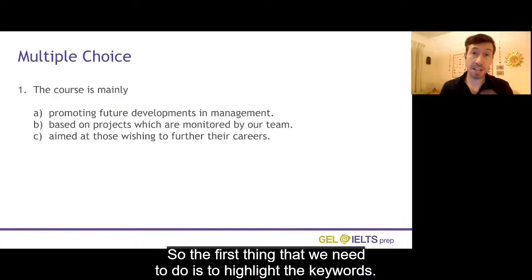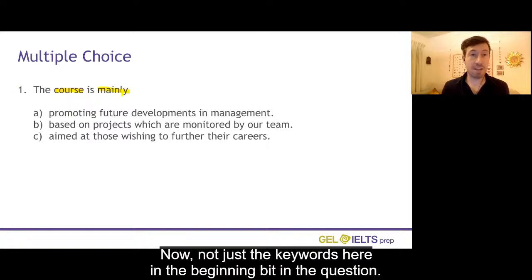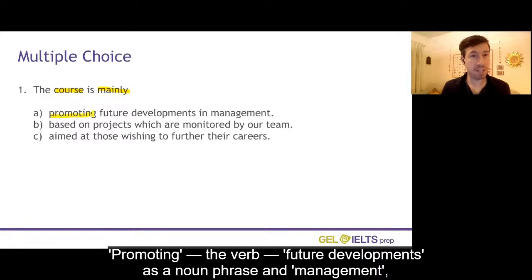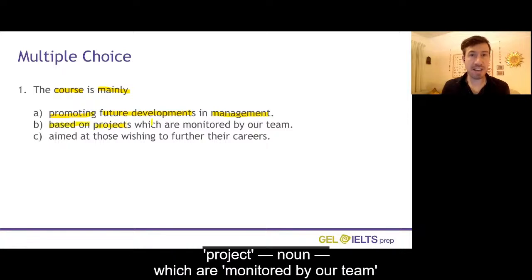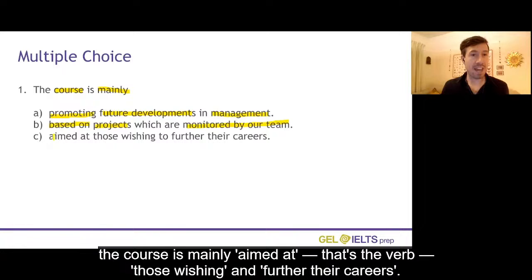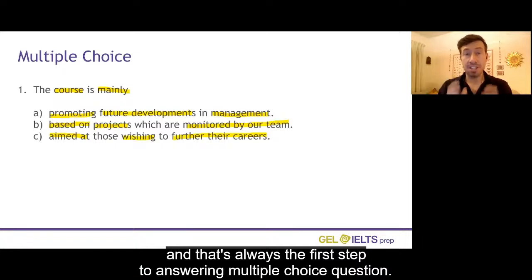So the first thing that we need to do is to highlight the keywords. So we've got the course and mainly here. Now, not just the keywords here in the beginning bit in question, we also need to highlight the keywords in the answers as well. So here we have the course is mainly promoting, the verb, future developments, there's a noun phrase, and management, again, another noun. The course is mainly based on, there's the verb, projects, noun, which are monitored by our team. There's like a verb phrase, okay? And then the final one, the course is mainly aimed at, it's the verb, those wishing and further their careers. So those would be the keywords, and that's always the first step to answering a multiple choice question.